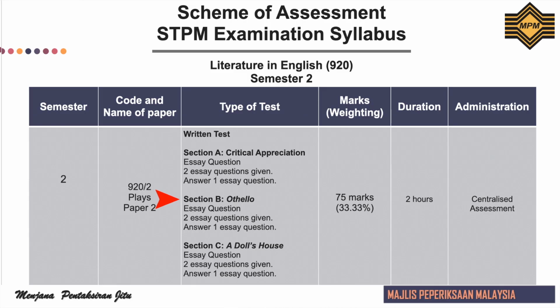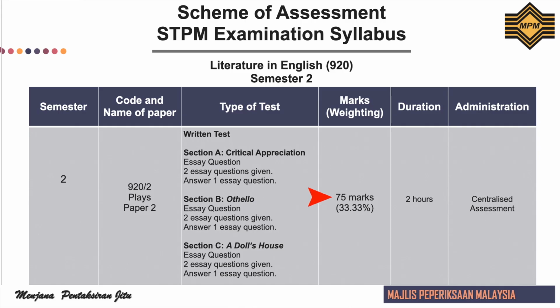Section B will be an assessment on Othello. Candidates will be given 2 essay questions, but will only choose 1 question to answer. Finally is Section C, which is an assessment on A Doll's House with the same format of question, where candidates will be given 2 essay questions, but will only choose 1 question to answer.